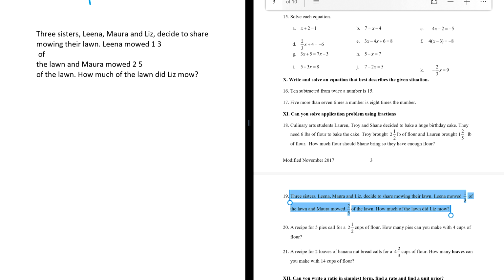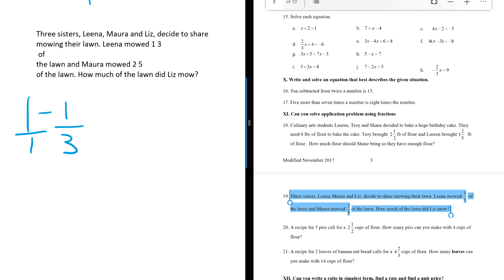All right, so we've got what? 3 sisters. Lena mowed 1/3 of the lawn. So the lawn is like one lawn. 1. And then from there, I'm going to subtract 1 over 3. I can do this one at a time, and I will. So I'm going to subtract this 1/3 and 2/5 from the 1.